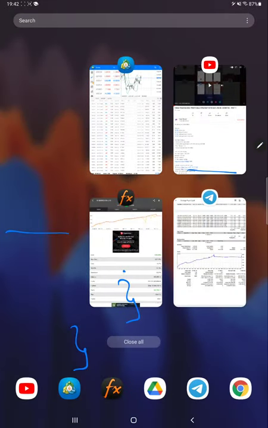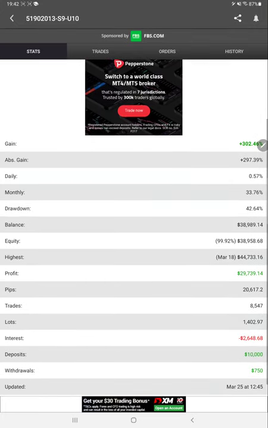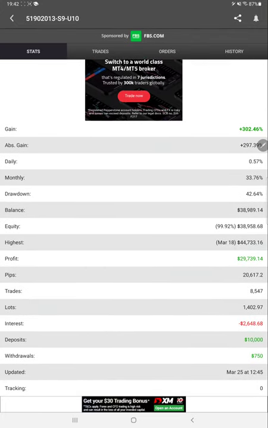So we will start from my FxBook, and here we have my FxBook statistics. So the absolute gain is 297.39%, total gain is 302%, and here is the profit detail. The current profit is yet to be updated on my FxBook, and this is the account deposit amount and total pips. Almost 20,000 pips target we have achieved, and equity balance, all the details are available in my FxBook.